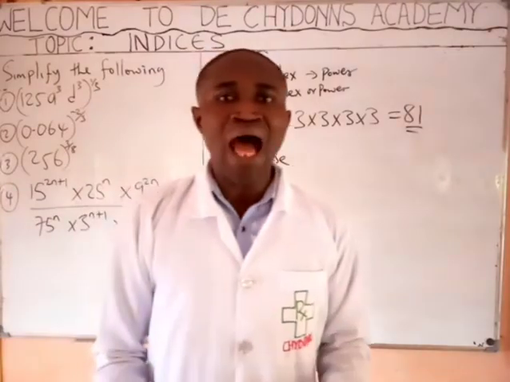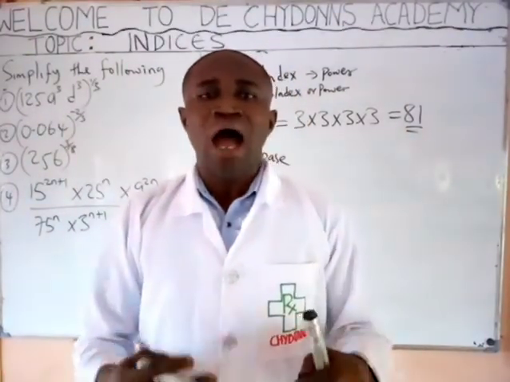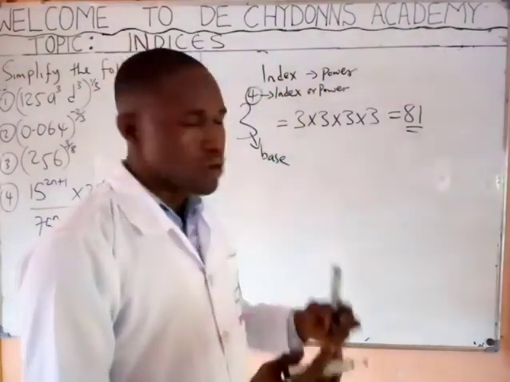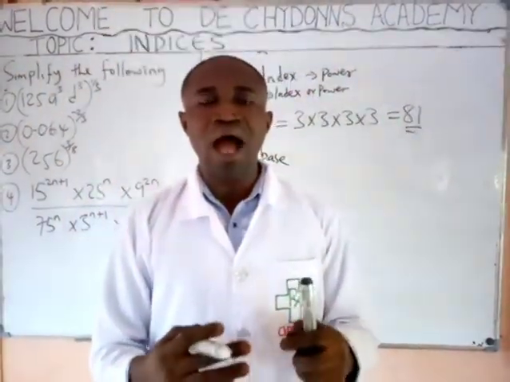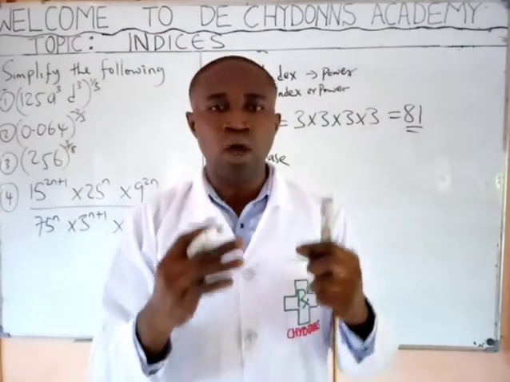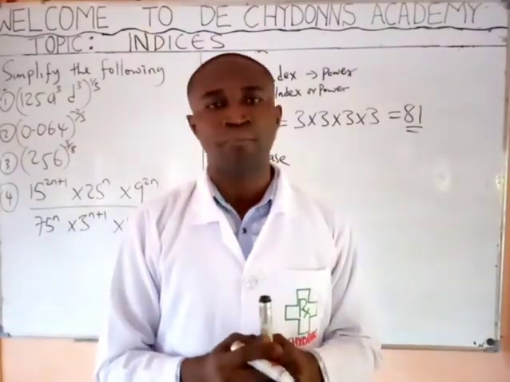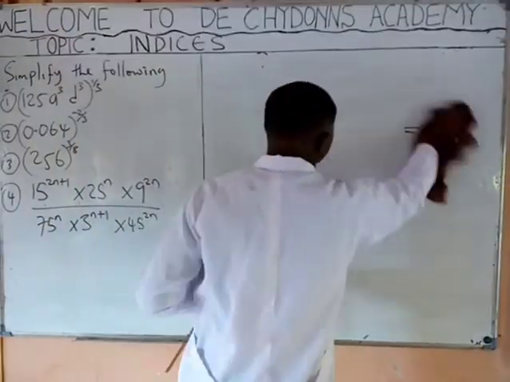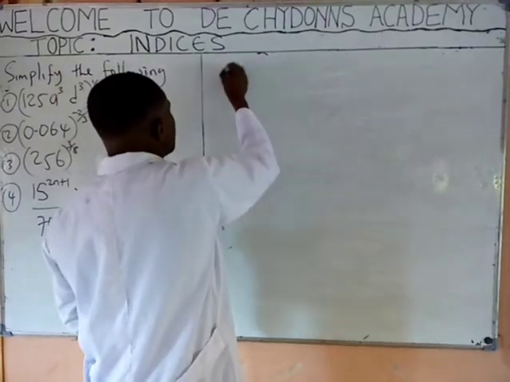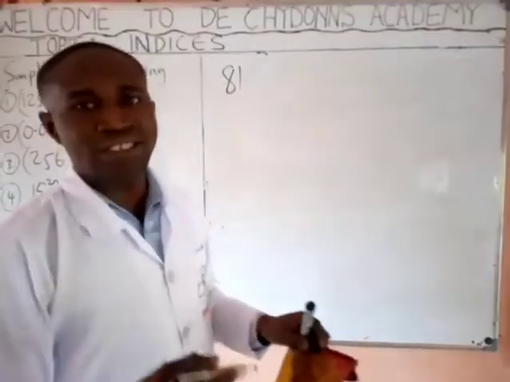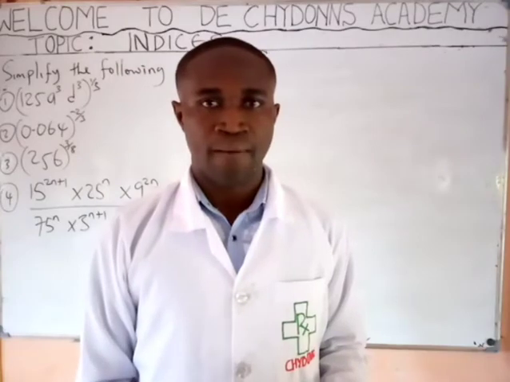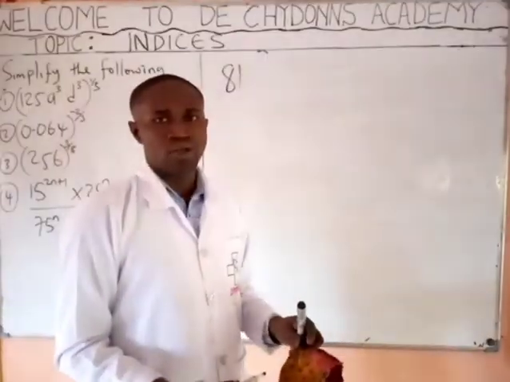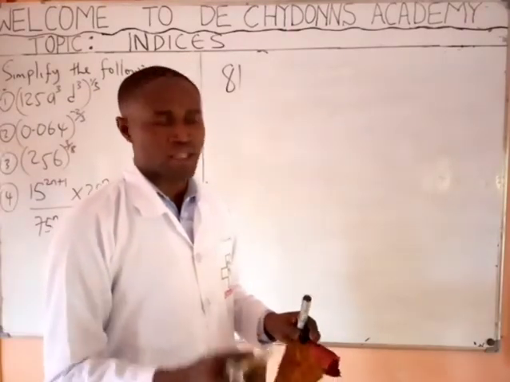Okay? Now, we have to know how to solve a given indices equation. We have to know how to reduce a particular question to its basic index form. Take for instance, if you are given 81 and they say put it in index form, the implication is: think of a number you can multiply to get 81.